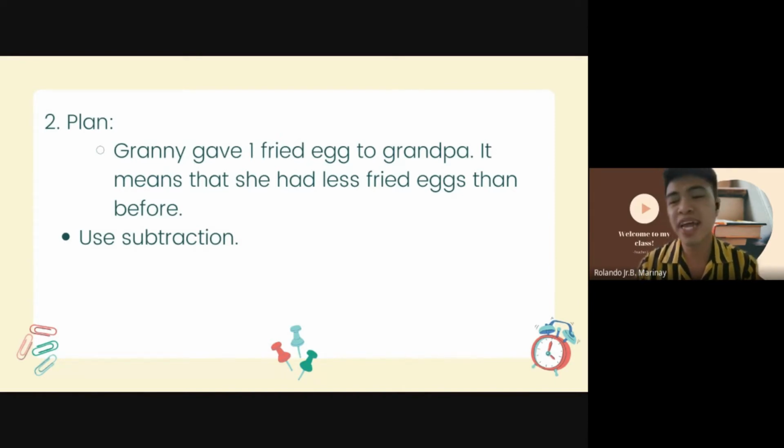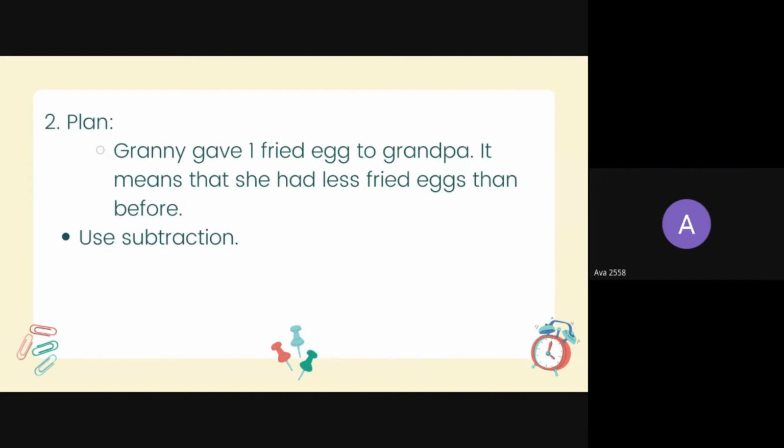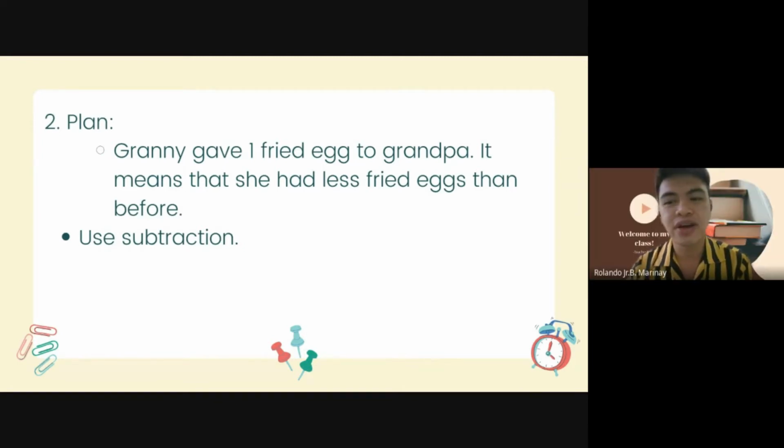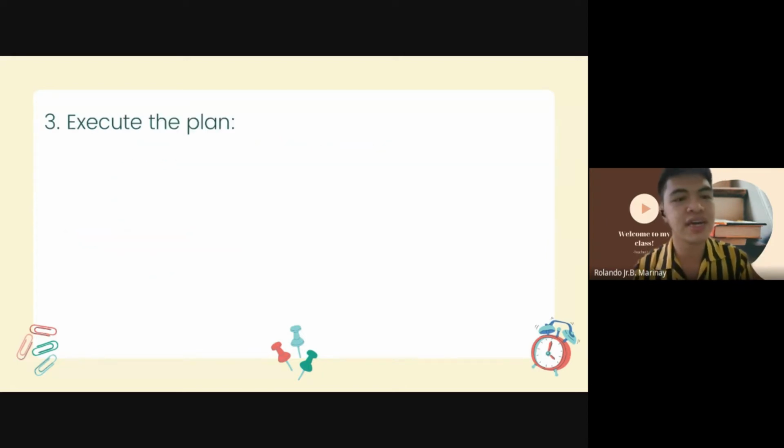Okay, so in planning, we have to decide what operation we are going to use, okay? And since in this problem she had less fried eggs, that means that we're going to use subtraction, okay? So if you want to follow, you can open page 90. Okay, this part is on page 90. So in this part, we have to use subtraction. So 4 minus 1 equals blank. Okay, so we have to stop here because we have another step.